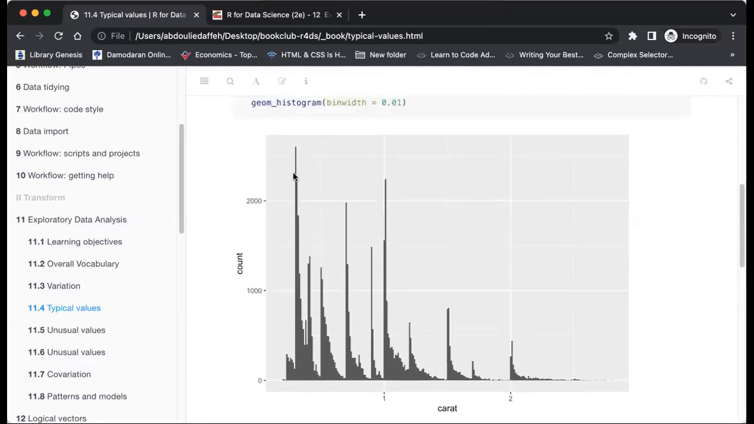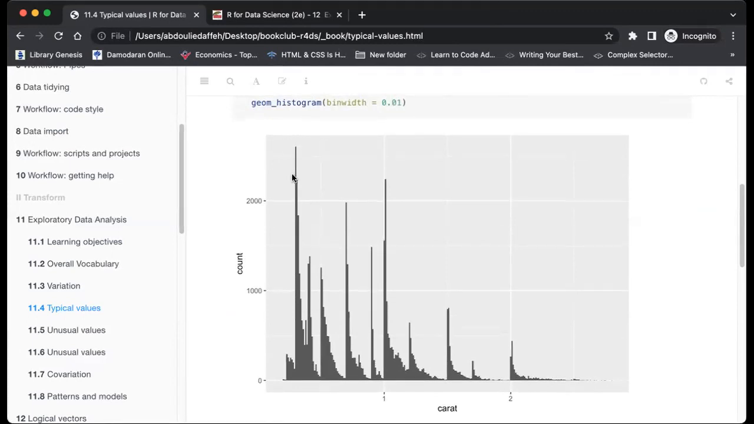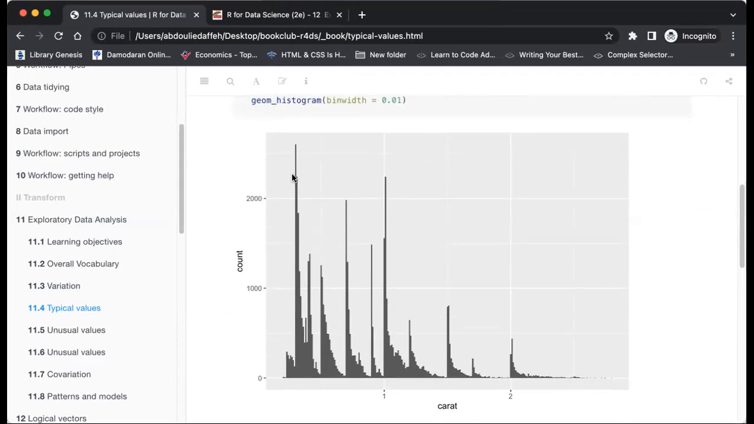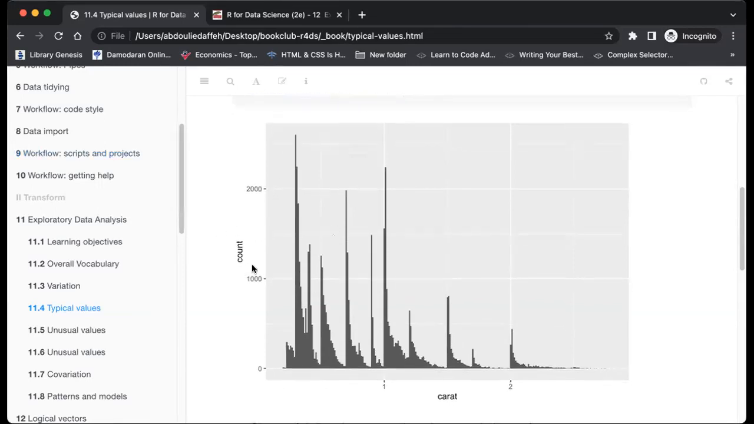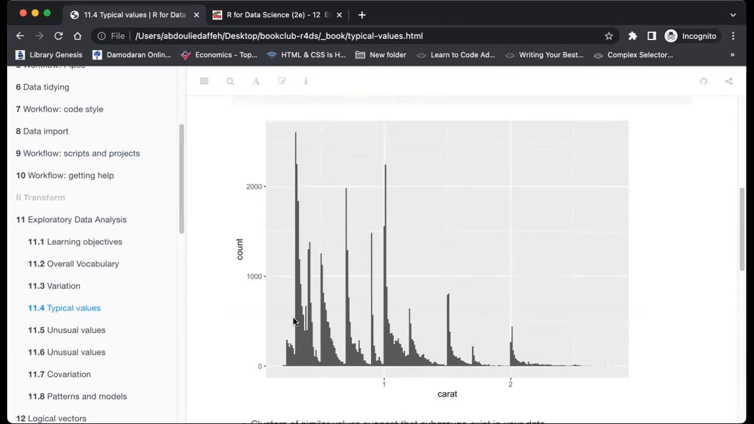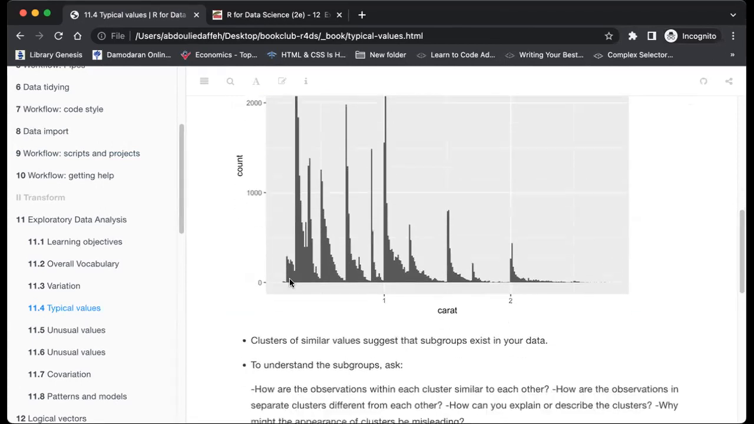And what else can we observe from this? With the exception of being skewed to the right, it doesn't tell us much. Clusters of similar values suggest that subgroups exist in your data, and this we could see. The skewedness is telling us that you have a sort of a cluster at one point.